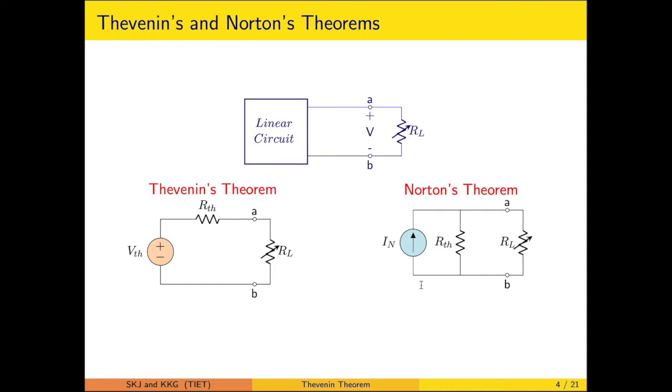The Norton theorem is complementary to the Thevenin's theorem. Here a current source is taken, that is the Norton current. The parallel resistance comes out to be the same Thevenin resistance. These two are going to be discussed in this lecture and the next lecture.